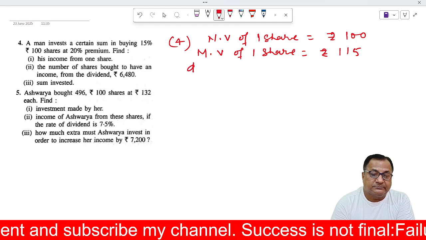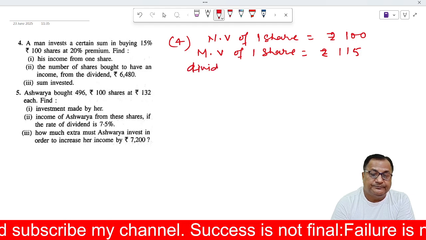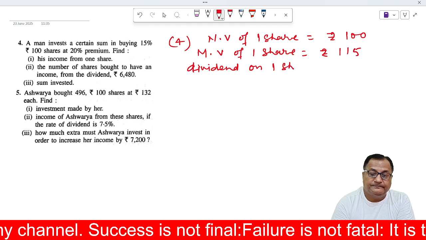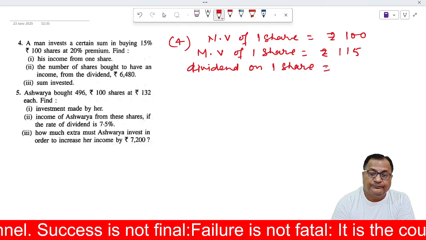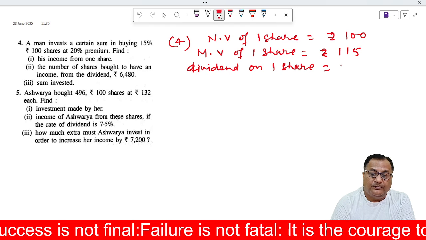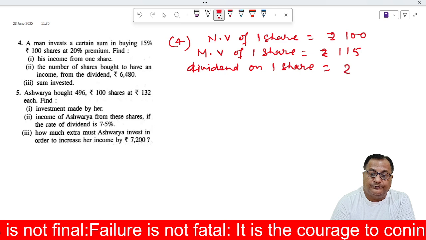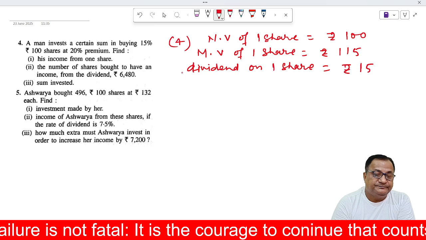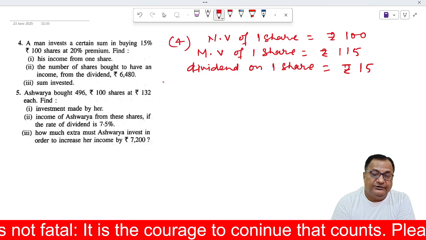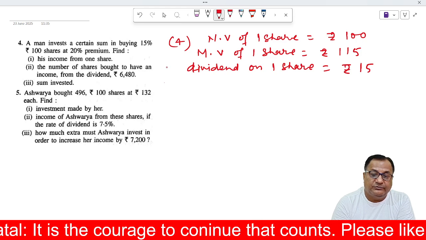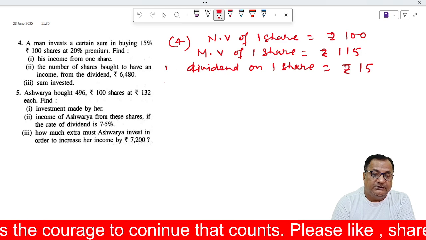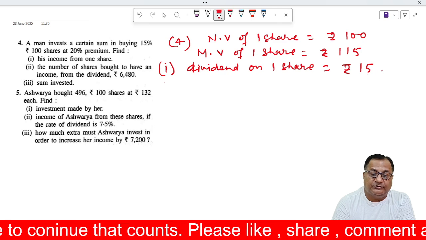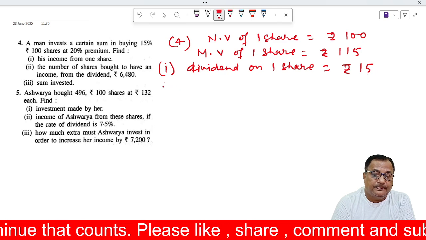Dividend on one share is equal to rupees 15. Question number 1 is this. So this will be the answer of question number 1. Dividend on one share is rupees 15. So this is one.